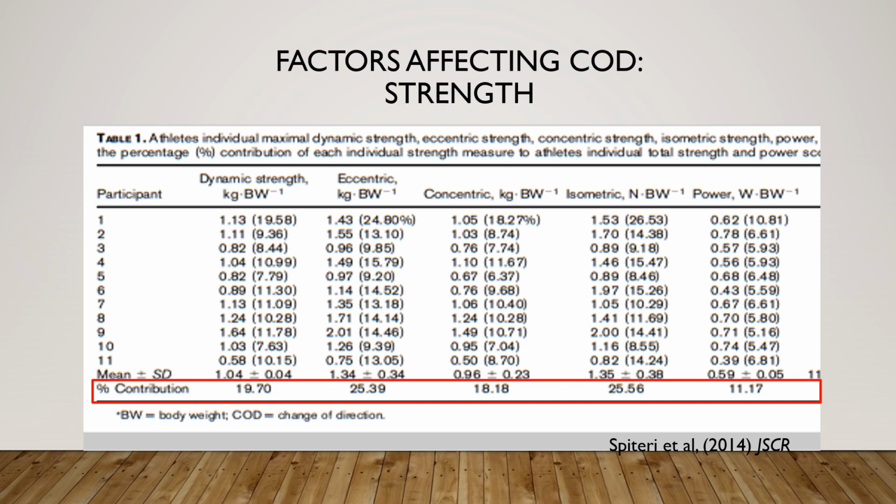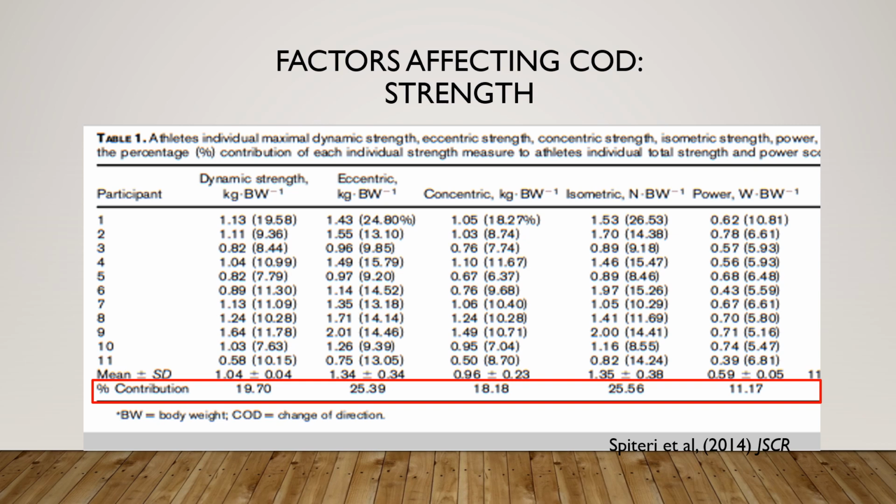What they also did, which was nice in this study, was try to equate the actual percentage contribution of different types of strength to change of direction and agility of the movement patterns. You can see here that dynamic strength had a significant contribution to change of direction, as did eccentric and isometric strength. Concentric strength also played a key role, but power had less of a role again.